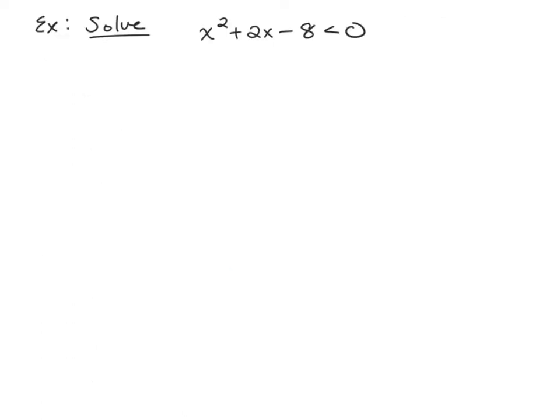So for this example, this is a quadratic expression here. So if you have something that's quadratic, you have to factor it. And of course, I'm going to hit my factor button and get x plus 4 times x minus 2. So it's still less than 0. This sign will not change directions here. So from here, we create the ZMB.